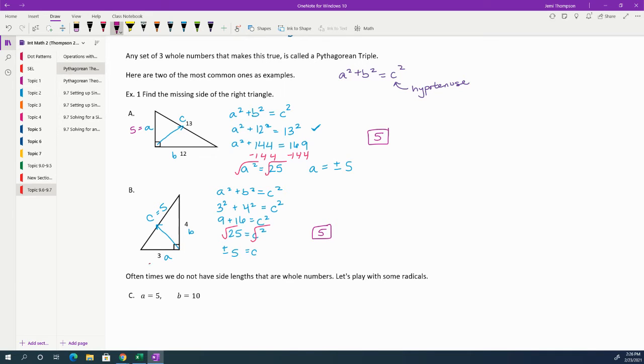The triangle here, this is what we call a 3, 4, 5 triangle. Right? Very common Pythagorean triple. Up here, this is a 5, 12, 13 triangle. So again, when I have 3 whole numbers that make a right triangle, that's called a Pythagorean triple. It's nice when that happens, but that's not the most common kind of triangle we have.